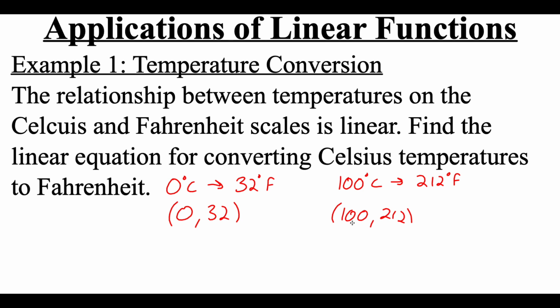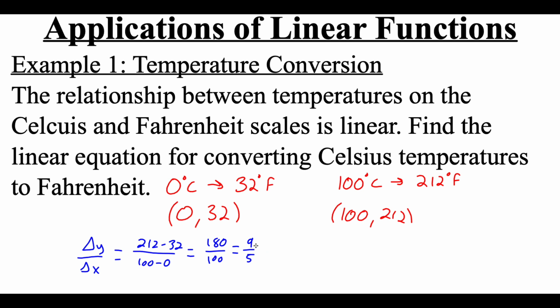The first thing I want to do is find the slope of this line. For finding the slope, we're going to take delta y over delta x. So I'm going to take 212 minus 32 over 100 minus 0. Doing that subtraction on top, 212 minus 32 is 180, and on bottom 100 minus 0 is just 100. Now this fraction reduces down to 9/5. So that's the first piece of information that we need, our slope.